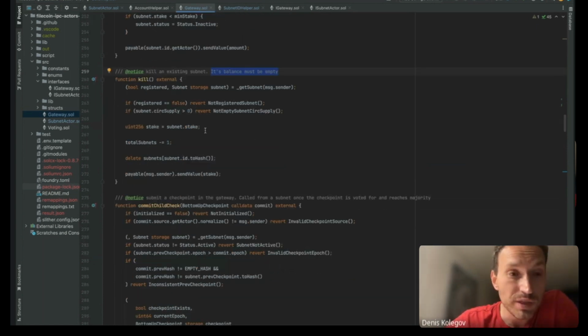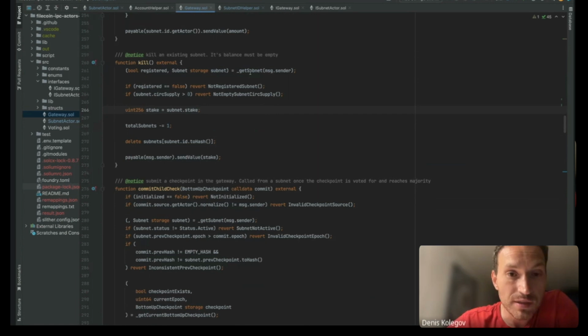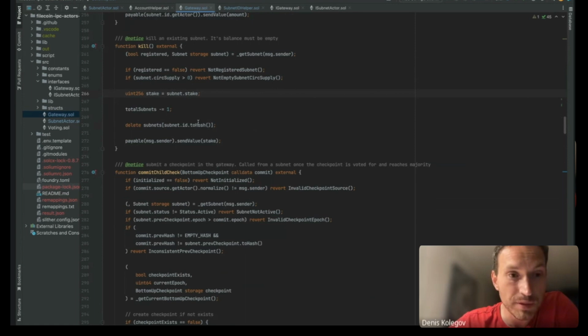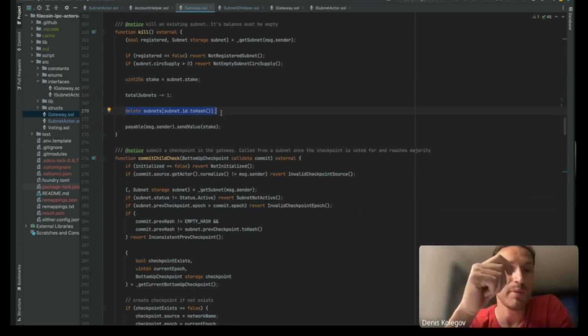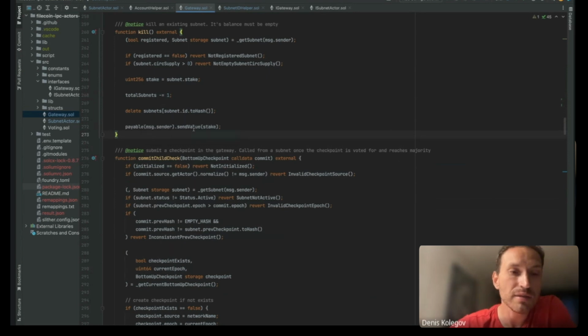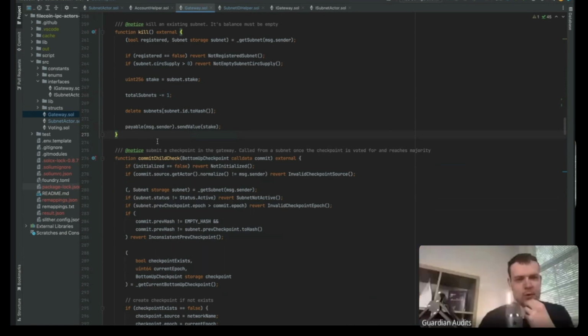Okay, so we do the same. We get a subnet by sender ID, check whether the subnet is registered or not, and then we check the circulation supply. If it's more than 0, then we revert. Otherwise, we decrease the number of subnets because we're going to kill one, delete the target subnet, identified by its hash, from a subnet mapping, and send stake to the subnet actor.